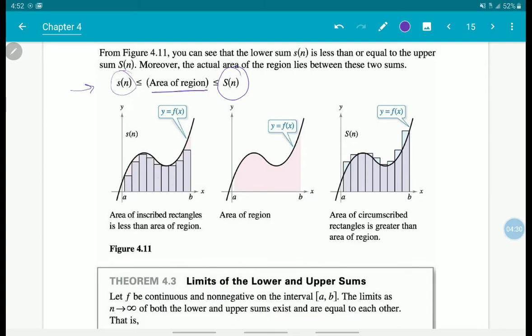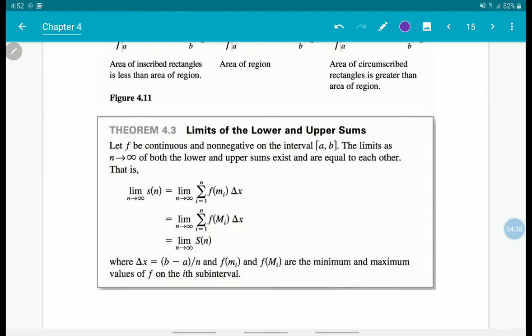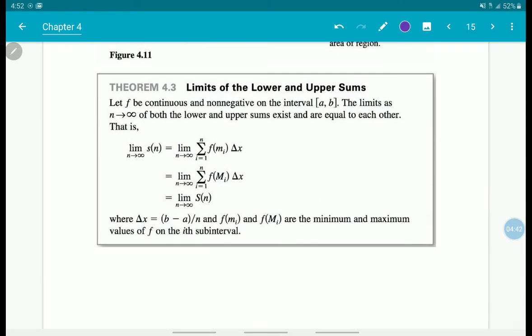So here's a nicer picture than what I drew of inscribed rectangles versus circumscribed rectangles, and looking at limits of upper and lower sums here. And what happens is if we were to take the limit as the number of rectangles goes to infinity, then that lower sum is going to get close to that upper sum. So they're going to meet in the middle, and that middle is going to be that exact area.